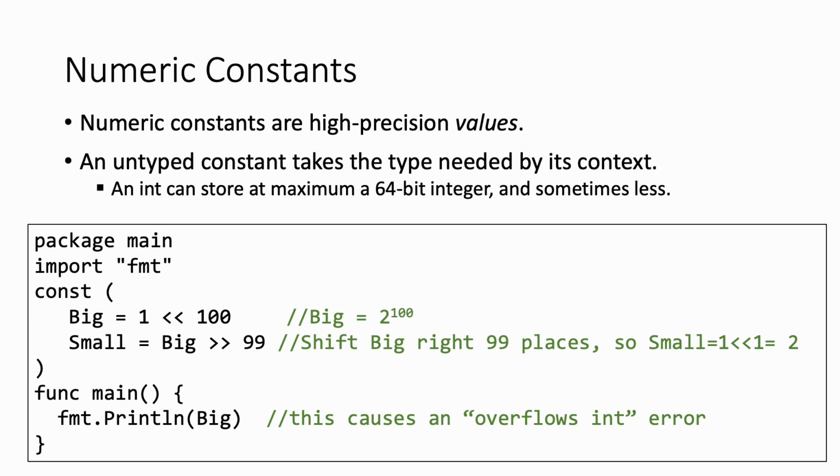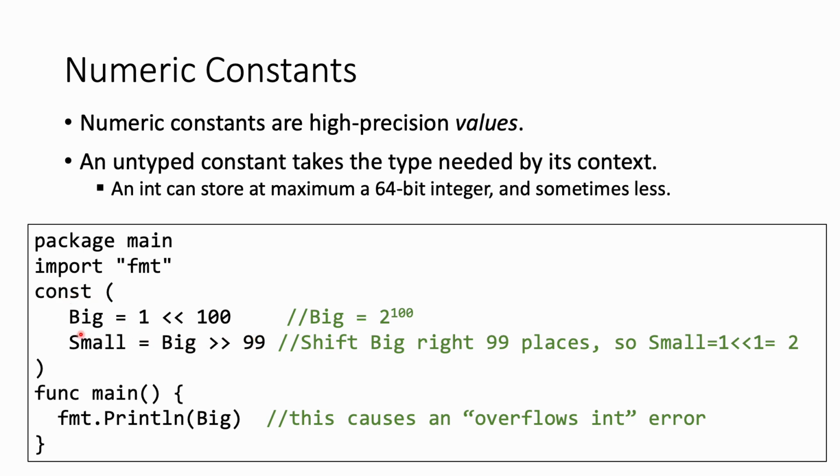Many common constants are numeric constants, and numeric constants are high precision values. An untyped constant will take the type needed by its context. So an int can store at maximum a 64-bit integer or 32-bit integer, depending on the system. And in this example, we declare two numeric constants named big and small. And so here we use the factored const statement, just like the factored var statement.